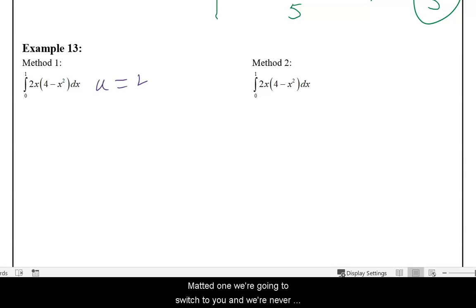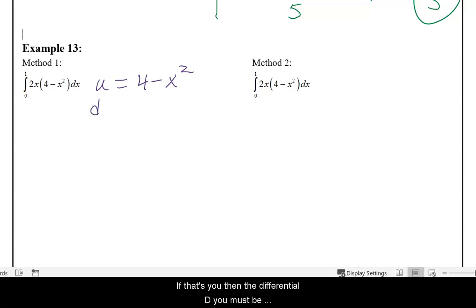In method 1, we're going to switch to u and we're never going back to x. That only applies, of course, for definite integrals. For an indefinite integral, you have no choice. You must go back to x, which is probably why I have a slight preference towards that method, since if it's an indefinite integral, you have to go back anyway. I get more practice at that method.